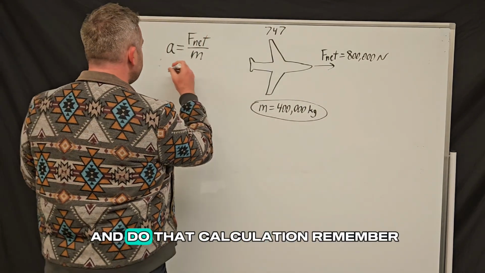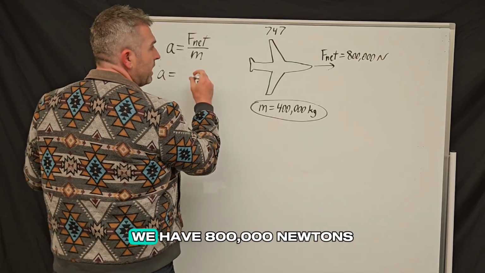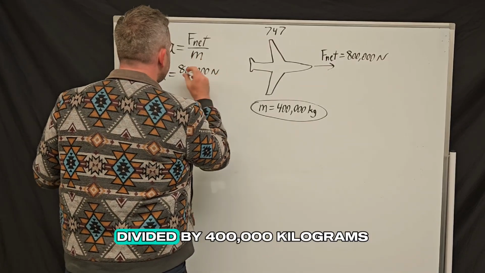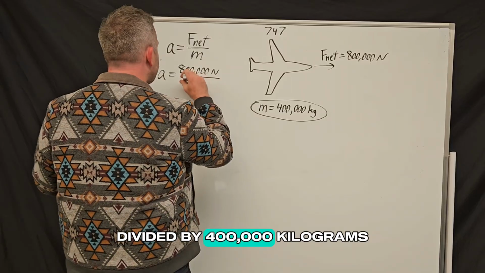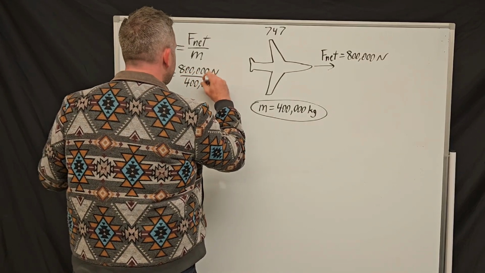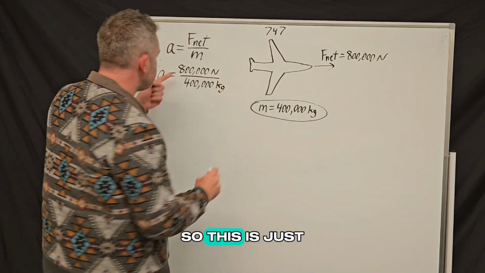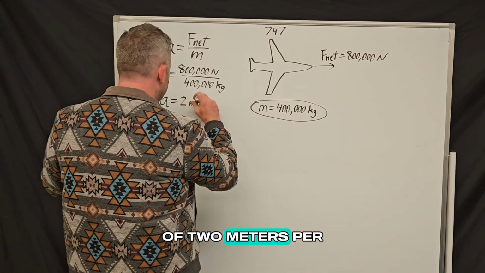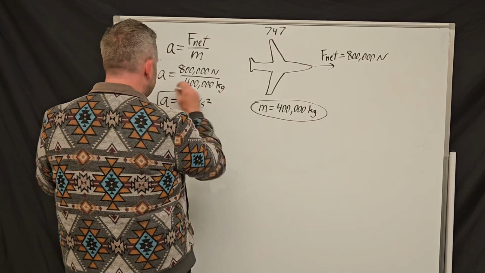So let's go ahead and do that calculation. Remember, we have 800,000 newtons divided by 400,000 kilograms. And I have some easy numbers here. So this is just going to give us 2. So we get an acceleration of 2 meters per second squared.